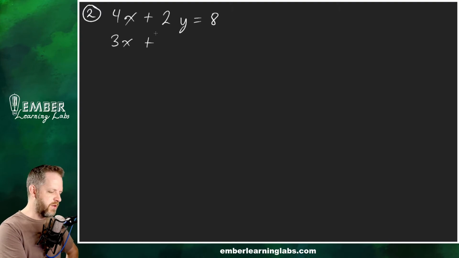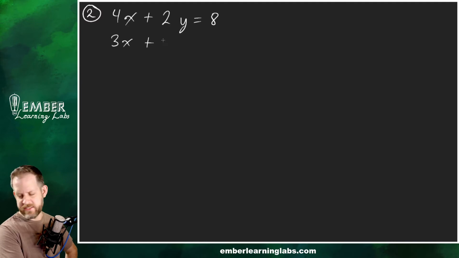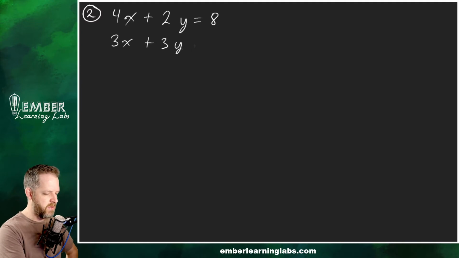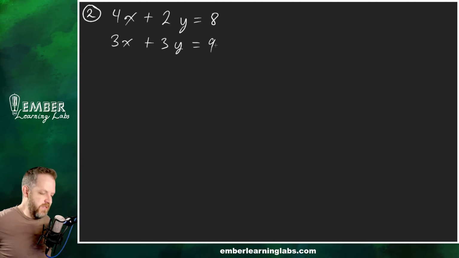So our example 2 is 4x plus 2y equals 8, and 3x plus 3y equals 9. Now, this one's not quite so simple, right?